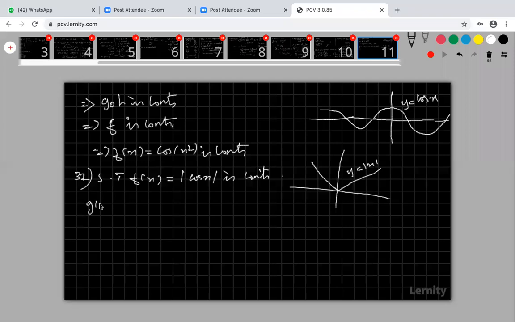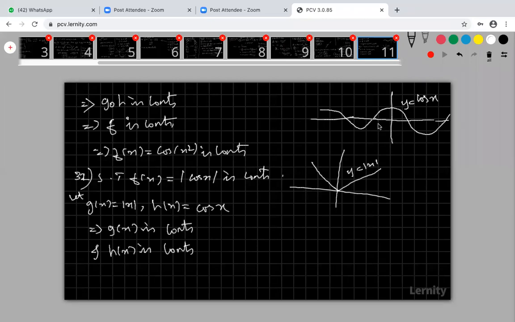So I'm going to take my g of x as modulus x, my h of x as cos x. Please note that your g of x is continuous because modulus x is continuous. That is, we have already proved, and from the graph itself we can understand it is continuous. And my h of x is also continuous. h of x means cos x. From the graph itself, we can find out it is continuous.